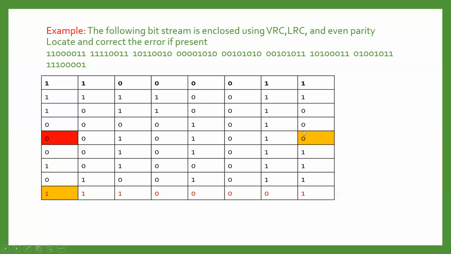So by using these 2 places, look at this row and this column. The common position is this one. That means the error has occurred at this place. So we can identify this bit has been changed during the transmission. Okay. So in this way, by using two-dimensional parity bit checking, we can identify the exact location where the error has occurred in the transmission medium. And yes, this is a better method and it is used.